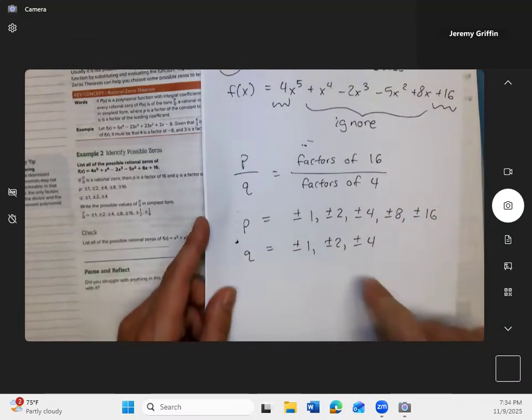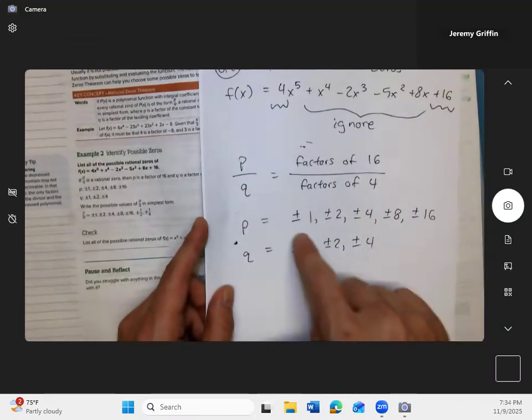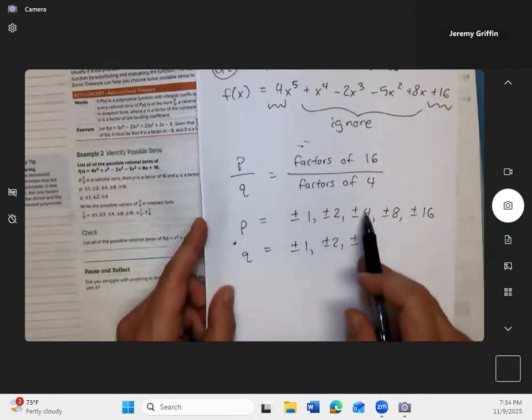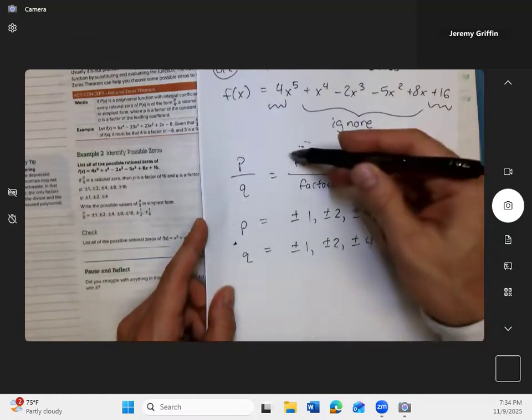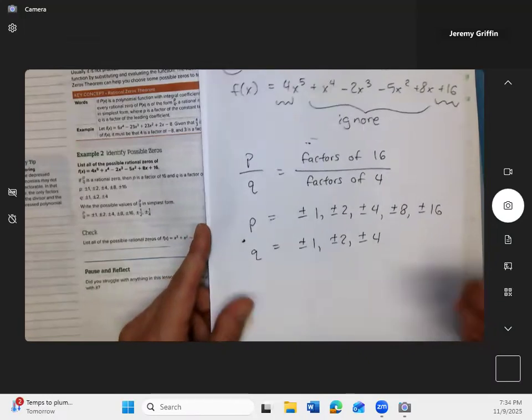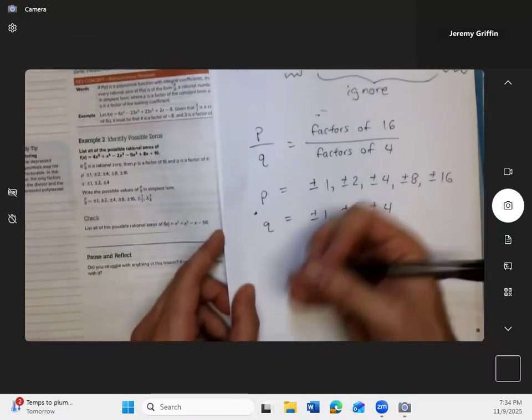Okay, so I have 2, 4, 6. I'm counting by twos because the plus or minus counts as two different numbers. You got 2, 4, 6, 8, 10 different numbers that could fit in the numerator, and 2, 4, 6 numbers that could fit in the denominator. So that's a lot of values I have to check.